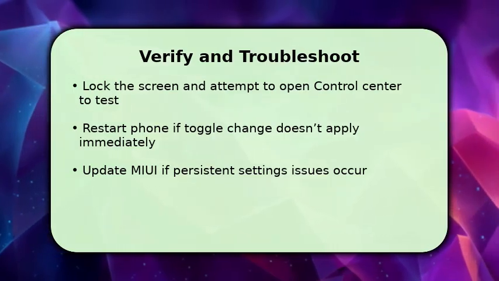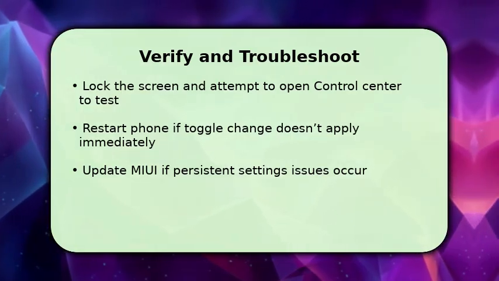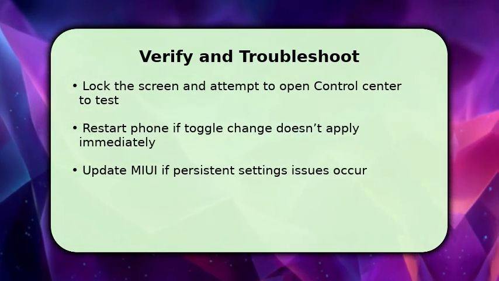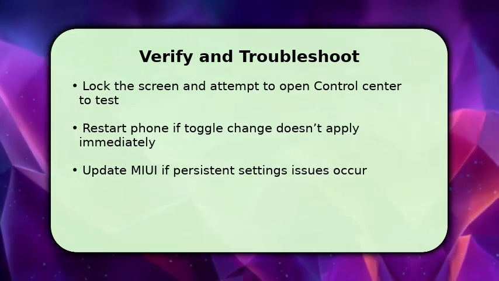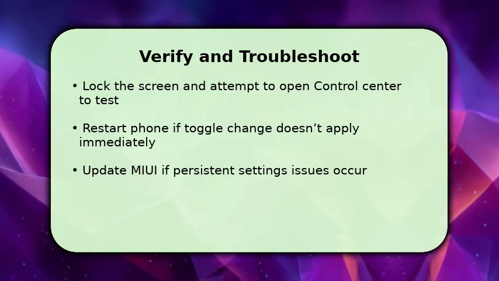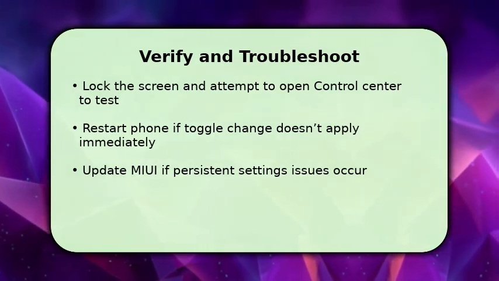Try swiping from the top to confirm it's disabled. If it still appears, make sure the change saved, then restart the phone to apply system-level setting updates. If restarting doesn't help, check for MIUI system updates and install them because firmware bugs can block setting behavior.